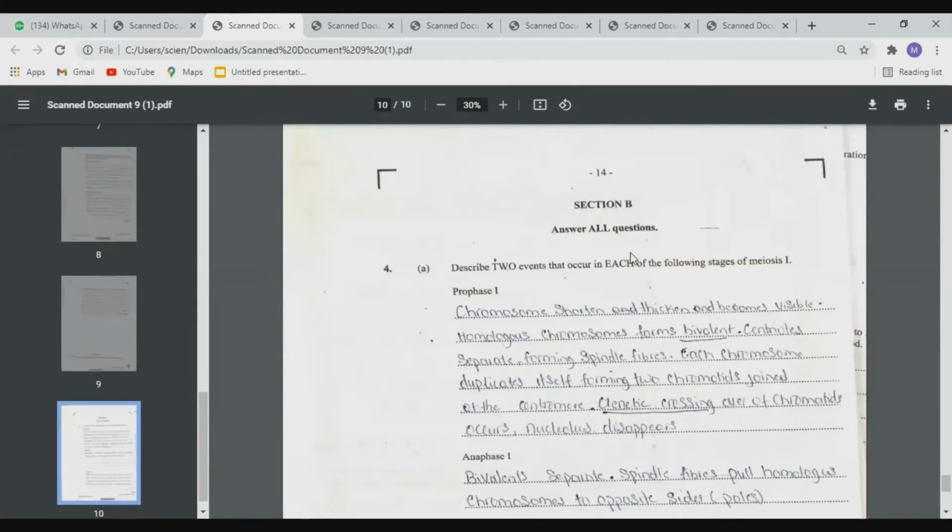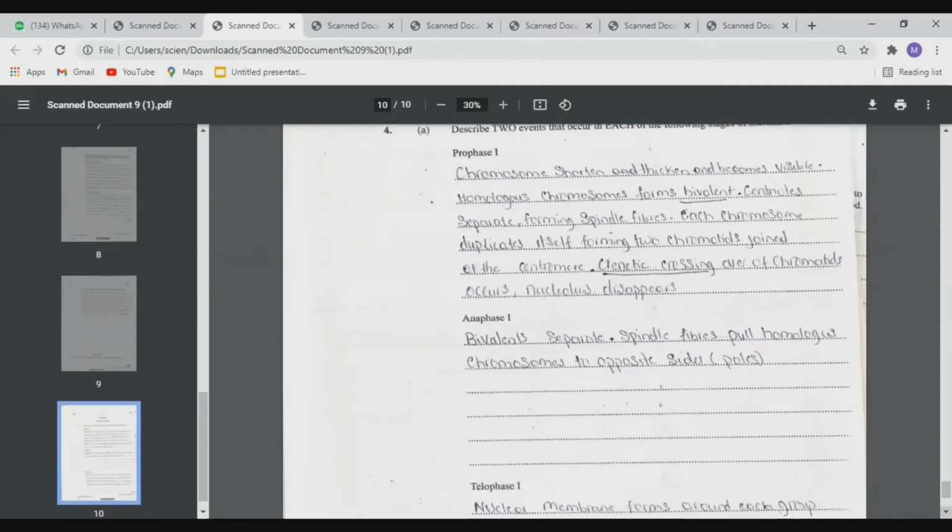Section B. So we have completed section A now, and we're on to section B. So question 4. Describe two events that occur in each of the following stages of meiosis 1. So they gave us prophase, anaphase, and also telophase.